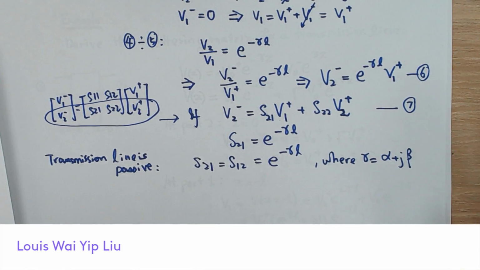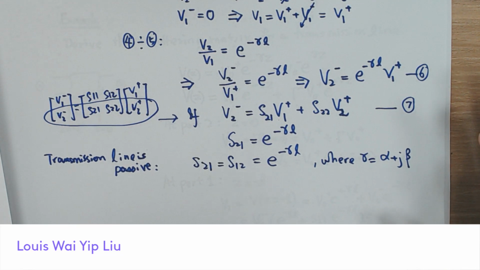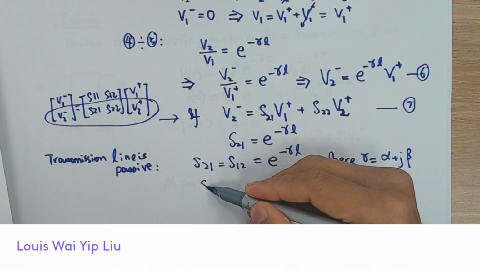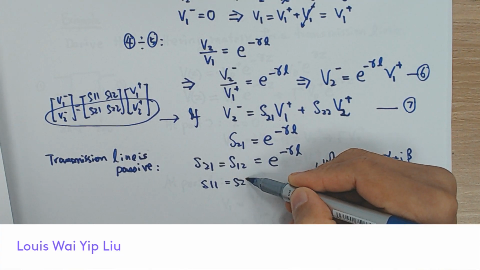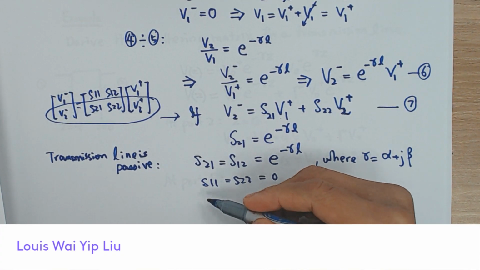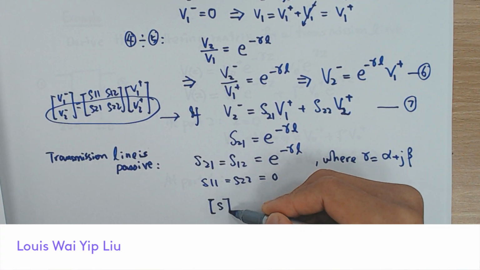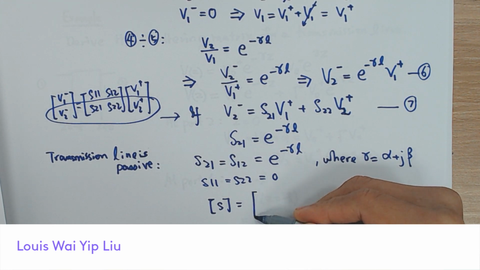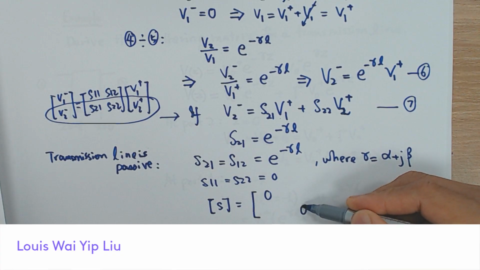So I have actually taken the attenuation into consideration as well. So with this in mind, we shouldn't have any issue, right? S11 and S22 are 0. So the S parameter for a transmission line is going to be 0, e to the power minus gamma L, e to the power minus gamma L, 0.